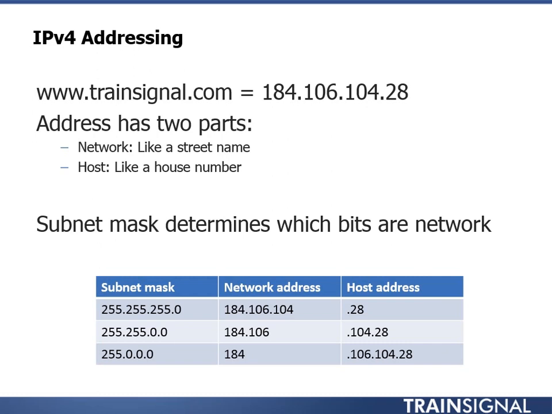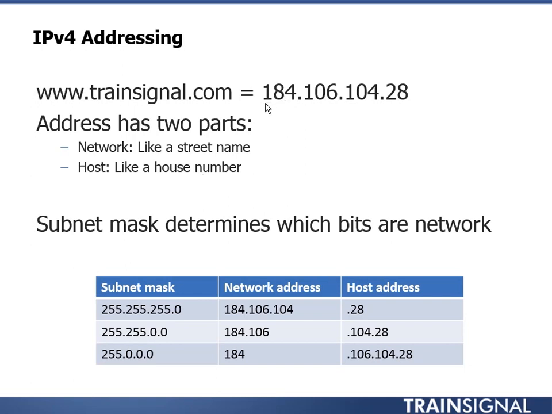It's pretty remarkable, and the secret to it is this block of 4 numbers like you see here. This is one of several different IP addresses used by the trainsignal.com domain. And you can see it's broken into 4 octets, and each one of these 4 octets can be a number from 0 to 255, though some of those numbers are excluded. IP addresses have 2 parts. The first part is the network address, which works like your street name, and the second part is your host address, which works like a house number.